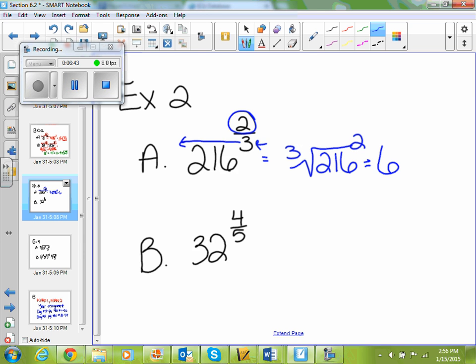6, okay, and this 2 stays out front. So what's 6 squared, Niles? 36. Perfect. So when there's a number out front, you still have to account for it, and you do that second.